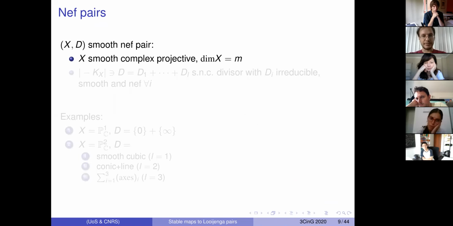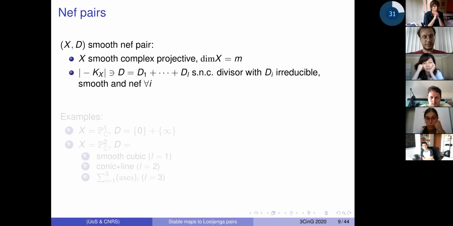an extra layer of complexity on the geometric side by considering quantum invariants not of X alone, but of pairs X and D. I'm going to call them smoothness pairs, where, again, X is a smooth complex projective variety of dimension M. And as in the first slide, D is an anticanonical divisor with normal crossing singularities, with each irreducible component smooth and nef.